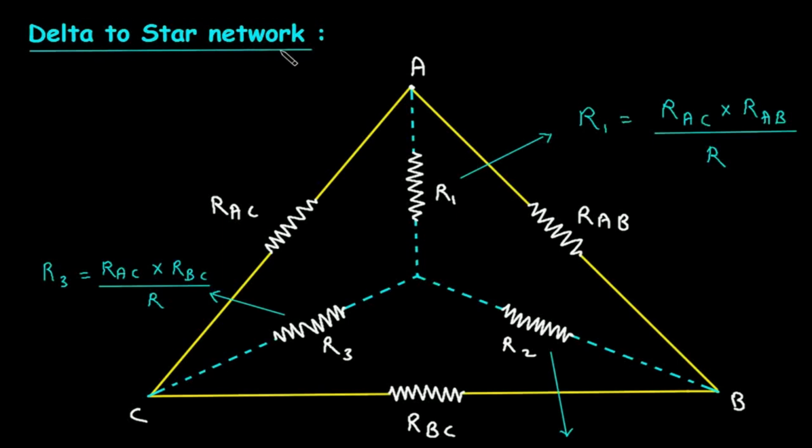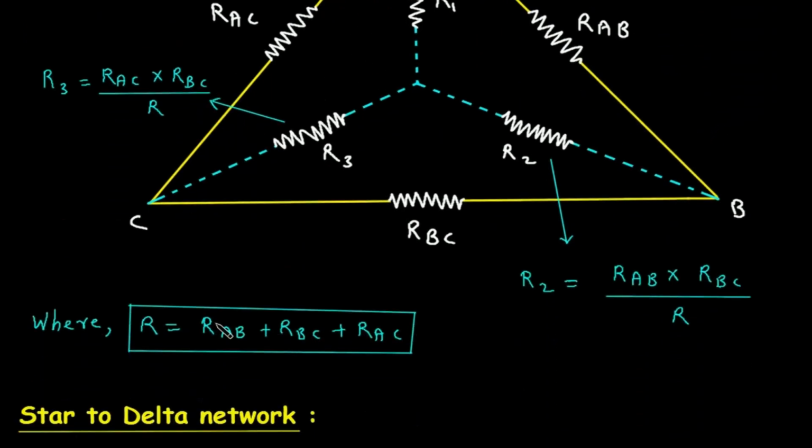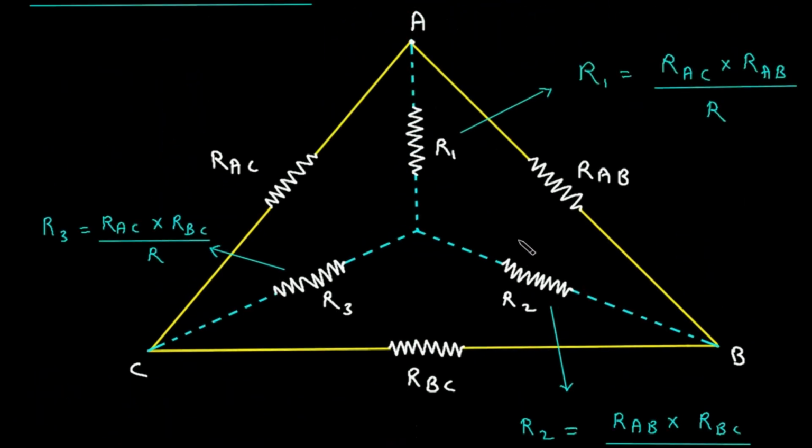Delta to star network. Suppose we have a delta network and we want to convert it into its equivalent star network. So to find the value of R1, we will use the formula R1 is equal to RAC multiplied by RAB and divided by R, where R is equal to RAB plus RBC plus RAC, the summation of all the resistances.